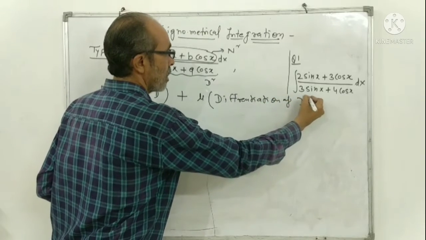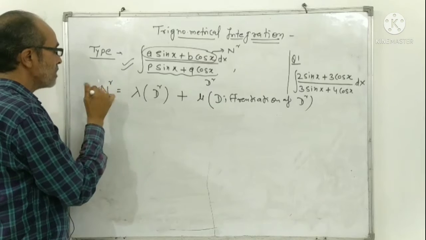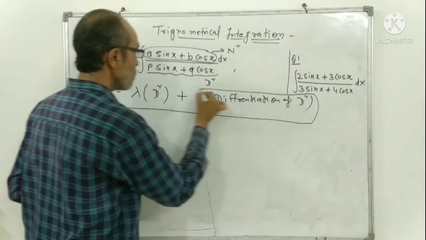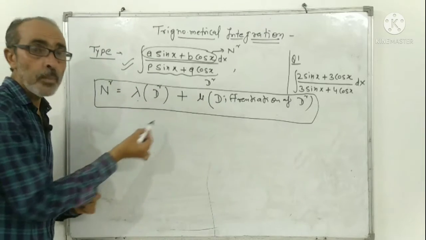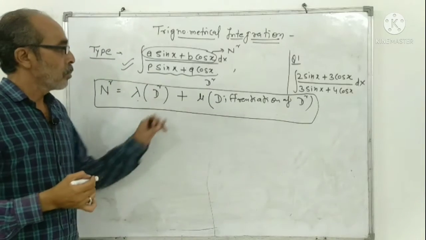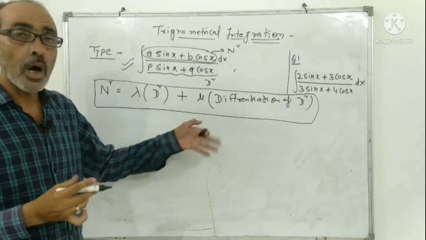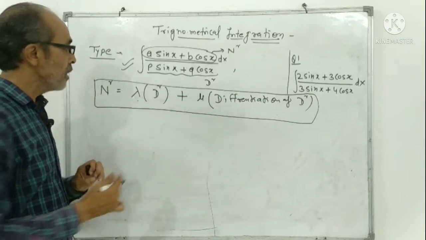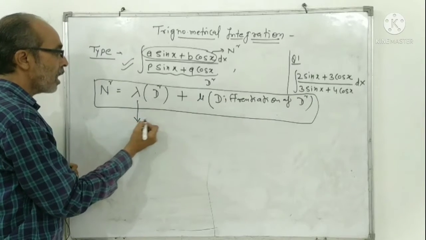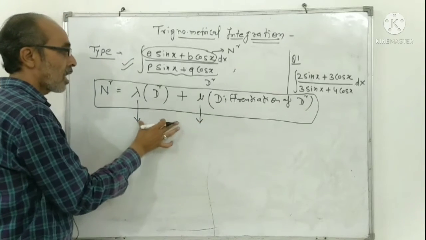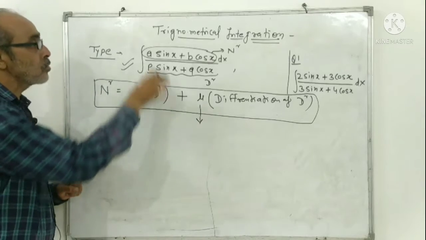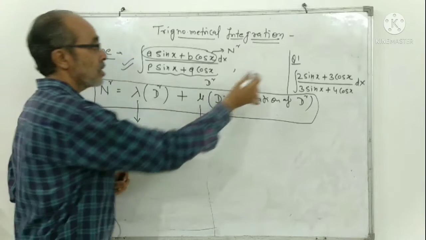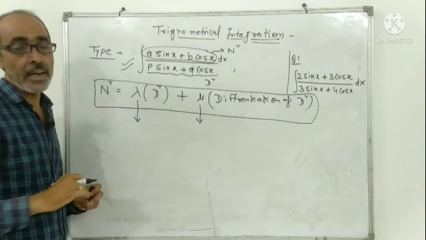of the denominator. So the main step is numerator equals lambda times the denominator plus mu times the derivative of the denominator, and after comparing both sides we get the values of lambda and mu. These are also constant values, and we solve this type of integration. So we discuss a question based on this pattern.